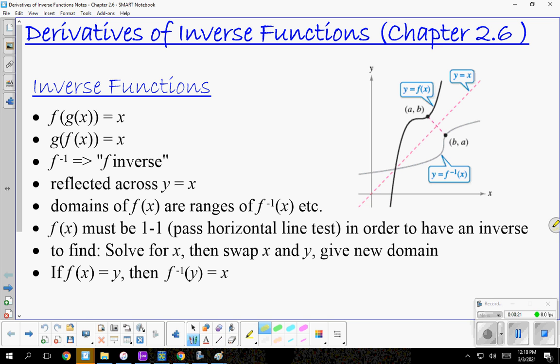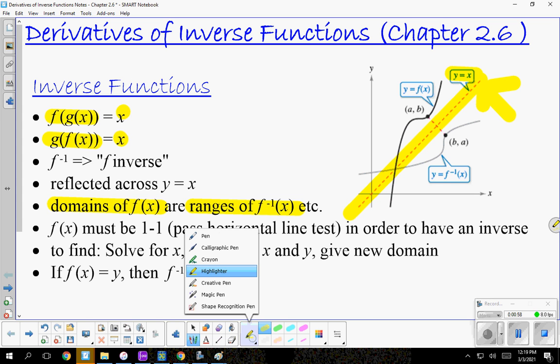The first one is that they are reflections across the line y equals x. So if y equals x, then x equals y, and our x's and y's will be flipped. Domains of f are going to be range values of the inverse. So it's just the x values are your new y values, and the old y values are now your new x values. If we take an inverse function and plug it into the original, it should simplify to just x. The same way with if we take the original and plug it into the inverse, we should get just x.